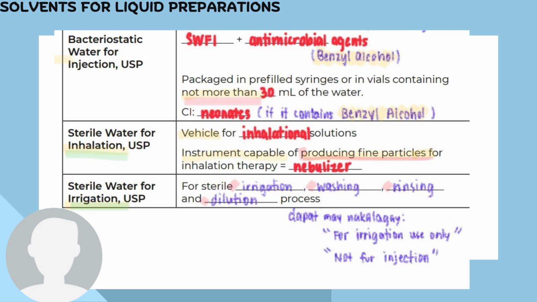And then next, the sterile water for inhalation (USP). This one is a purified water that has been sterilized and is used as a vehicle for inhalation solutions, like for nebulizers. So it's used as a diluent or vehicle for drugs that will be inhaled through a nebulizer or inhalation device. The instrument used should be capable of producing fine particles para ma-inhale properly a medicine into the lungs.